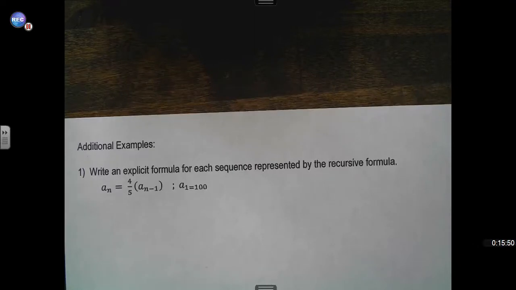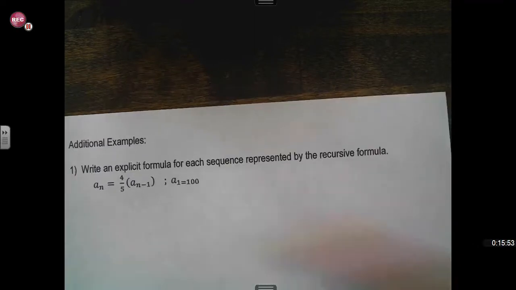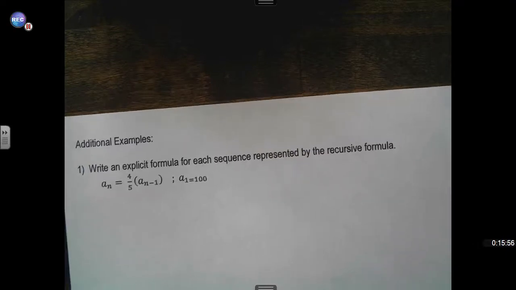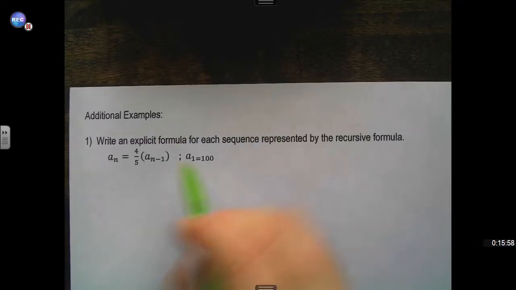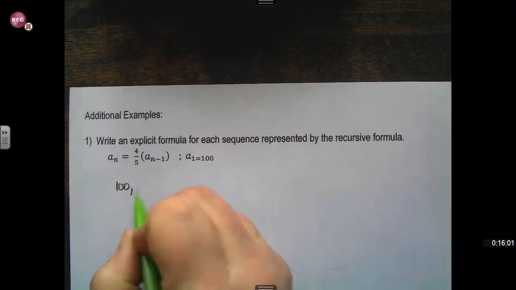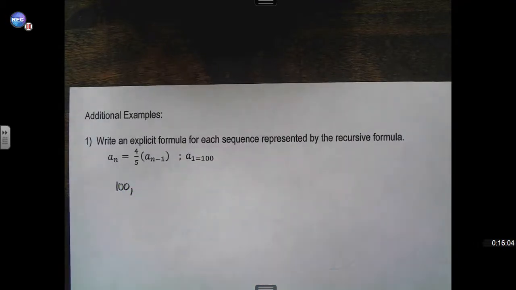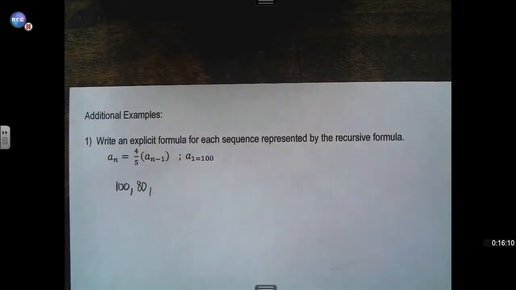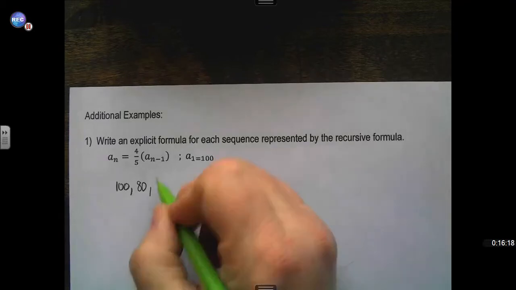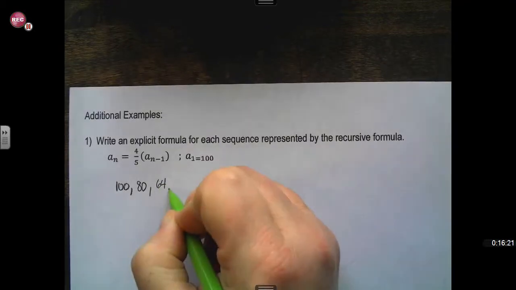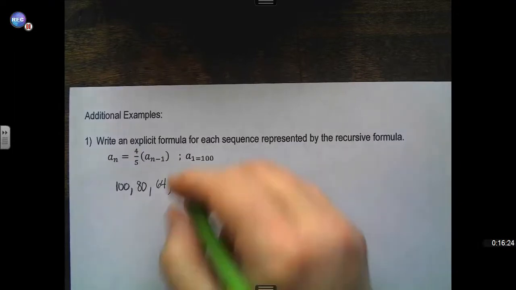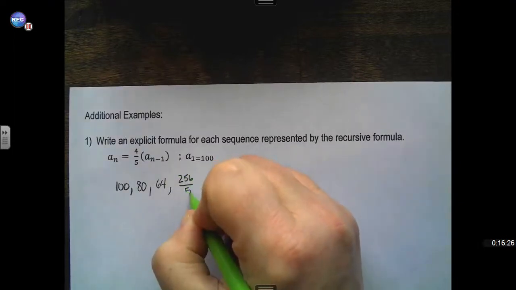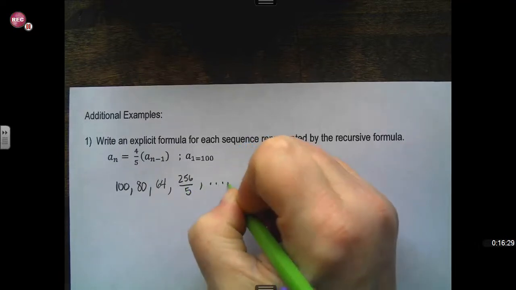All right. It says write an explicit formula for each sequence represented by the recursive formula. Okay, so here's a recursive formula. I start with 100, and then I multiply that by 4/5. I get 80. Multiply that by 4/5, and I get 64. And then multiply that by 4/5, and I get 256 over 5. And I'm going to quit there.